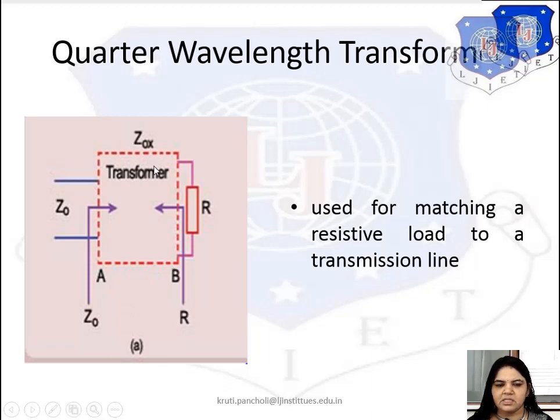Here you can see in the diagram, this is the quarter wavelength transformer, which is used for matching a resistive load to a transmission line. It is a transmission line having the input impedance Z0 from the point A. This transmission line is terminated at a resistive load having the impedance R. So the quarter wavelength transformer can be used for matching the resistive load to the transmission line.